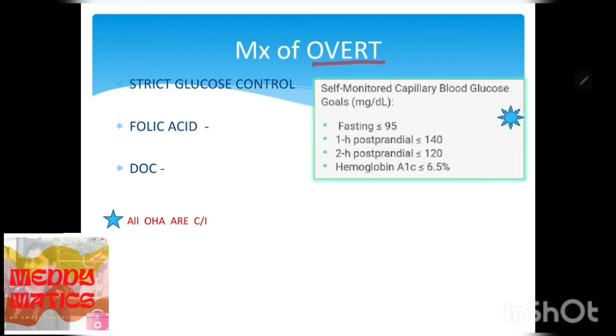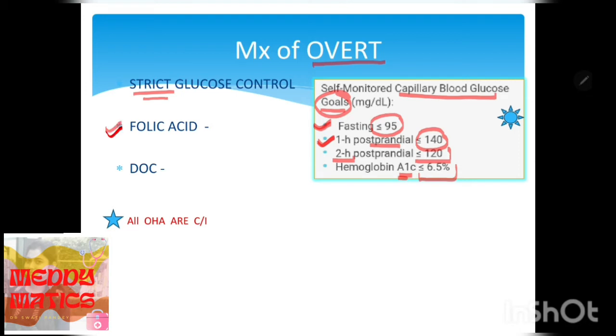We should strictly have glucose control, and this glucose control can be self-monitored via capillary blood glucose. Okay, and these goals are to be set like this: fasting blood glucose should be kept less than 95 mg per dl, 1 hour postprandial less than 140, 2 hour less than 120, and the HbA1c value should be kept less than or equal to 6.5%.